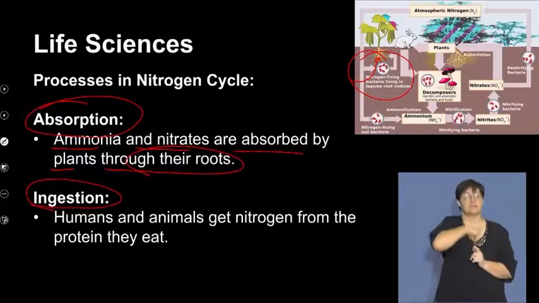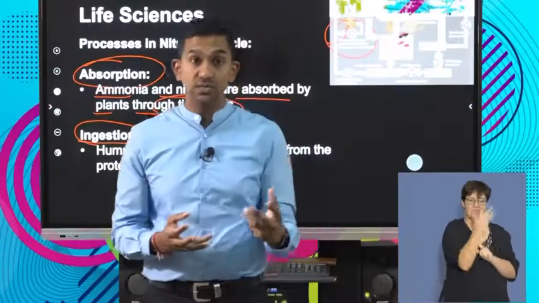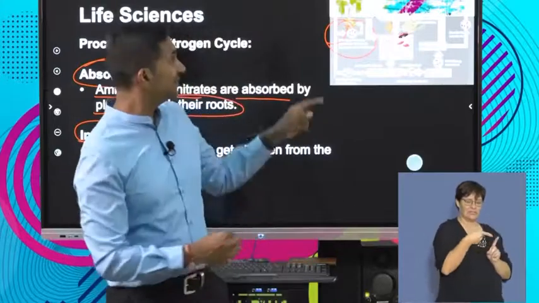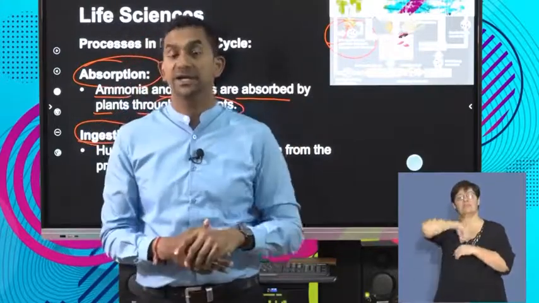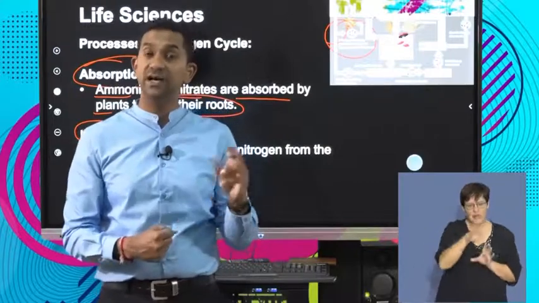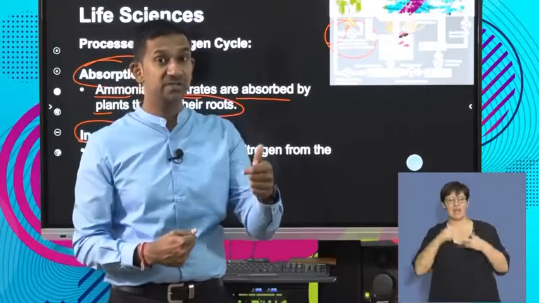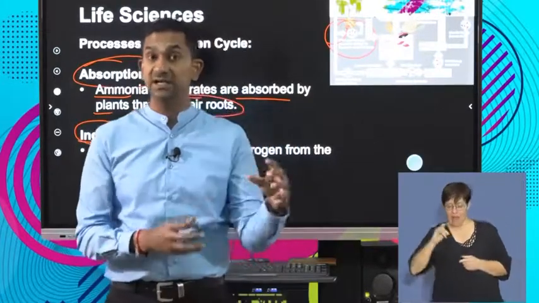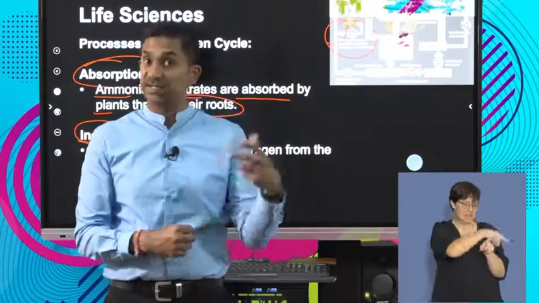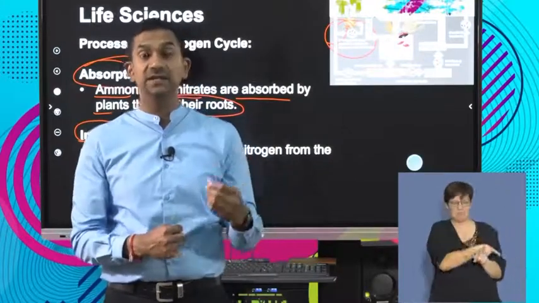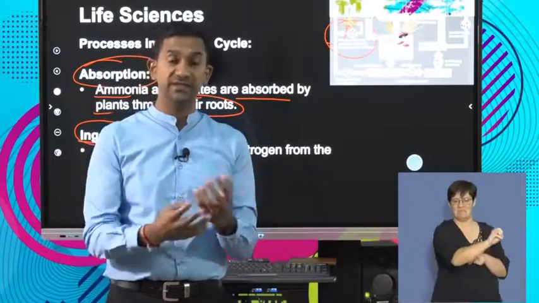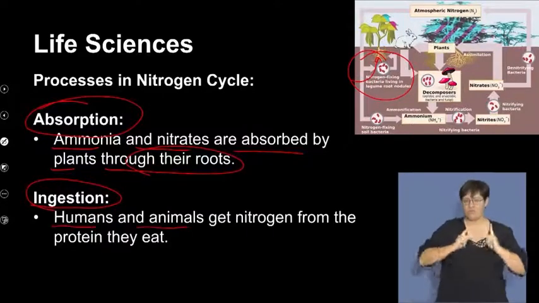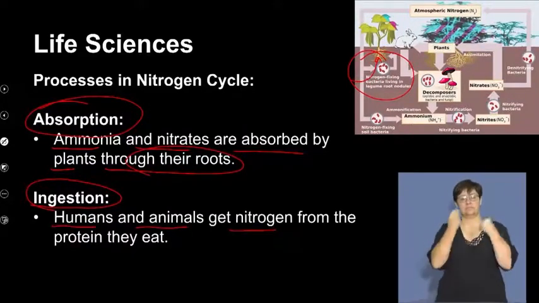The next process is ingestion. Ingestion is basically the process of digestion where consumers such as animals, humans, and herbivores consume the plants, and in that process take in the proteins. We also know that other consumers, such as your secondary consumers, eat other herbivores or other secondary consumers, and in turn access the proteins. Whilst they consume the proteins, they are ingesting the amino acids in there, which contain the nitrogen.